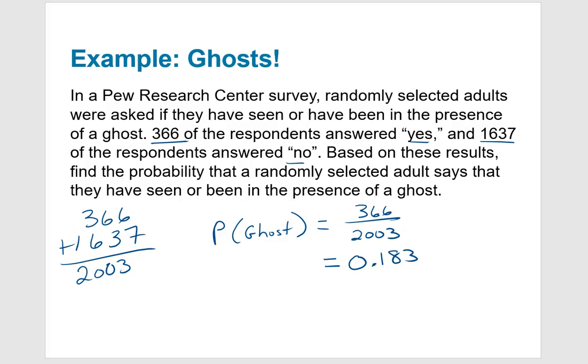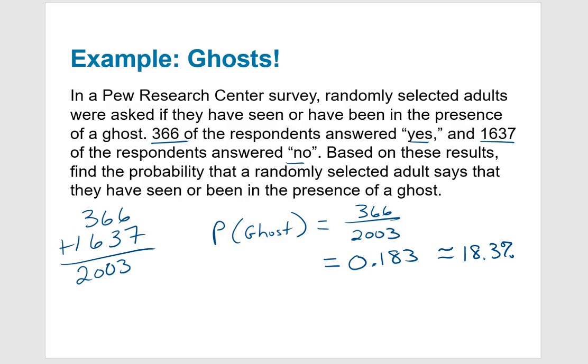All right, so what does this mean? And this is the hard part for a lot of people, interpreting this answer. This says that there is a 0.183 probability, or if you want to use percentages, 18.3%, right? That a randomly selected adult says that they have seen or been in the presence of a ghost.